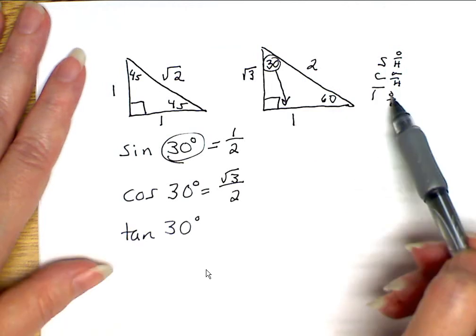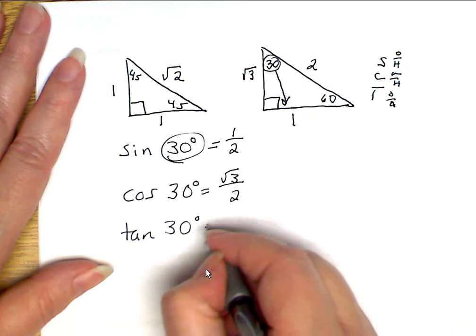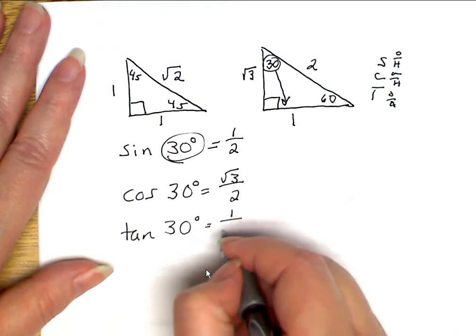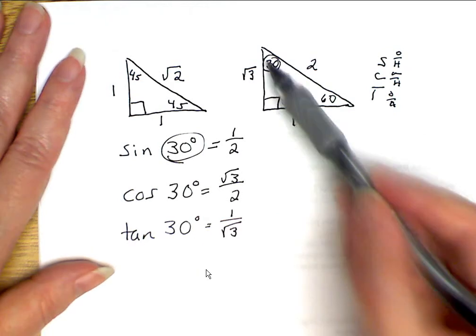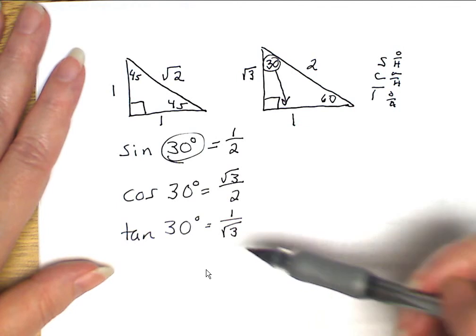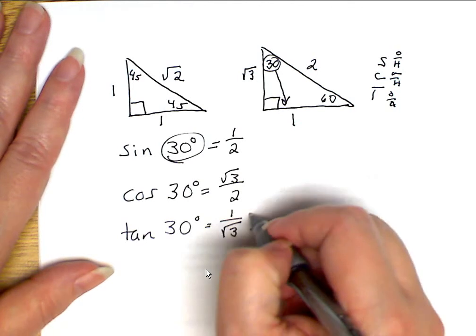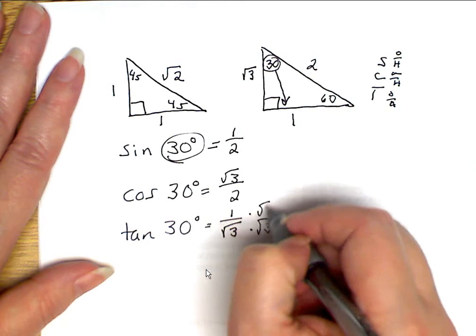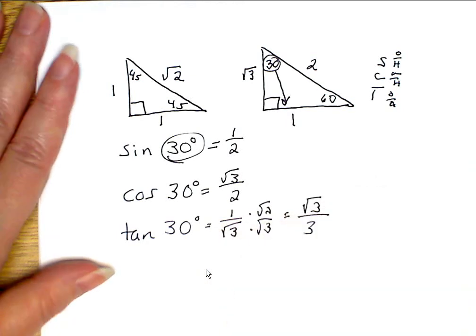Tangent of 30. Opposite is here. Opposite over adjacent is 1 over the square root of 3. What can't we have? Square root on the bottom. So what do we have to do? Times everything by the square root of 3. So we get square root of 3 over 3.